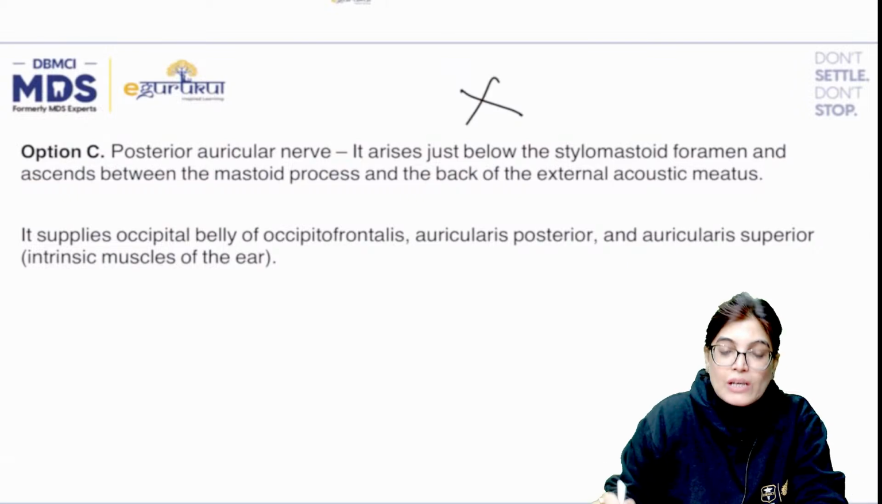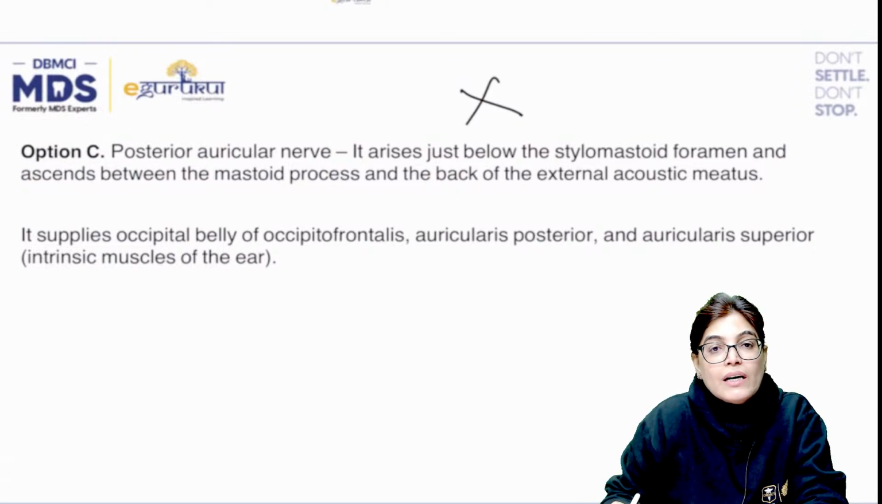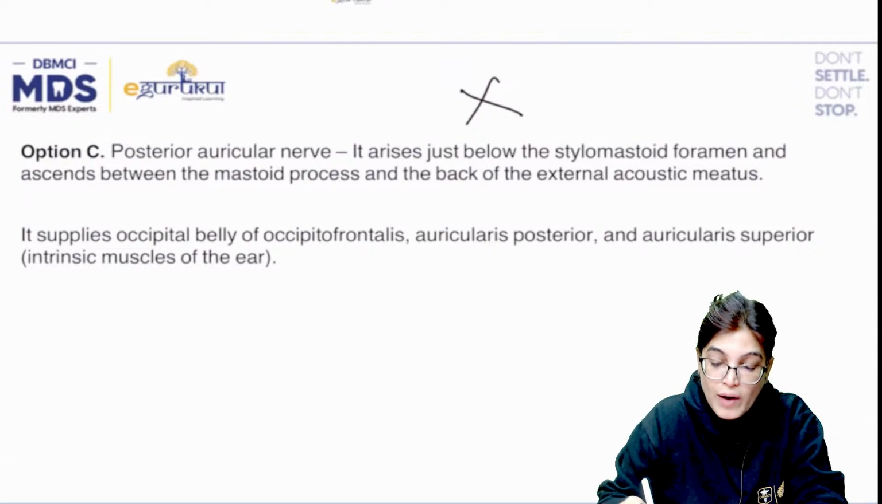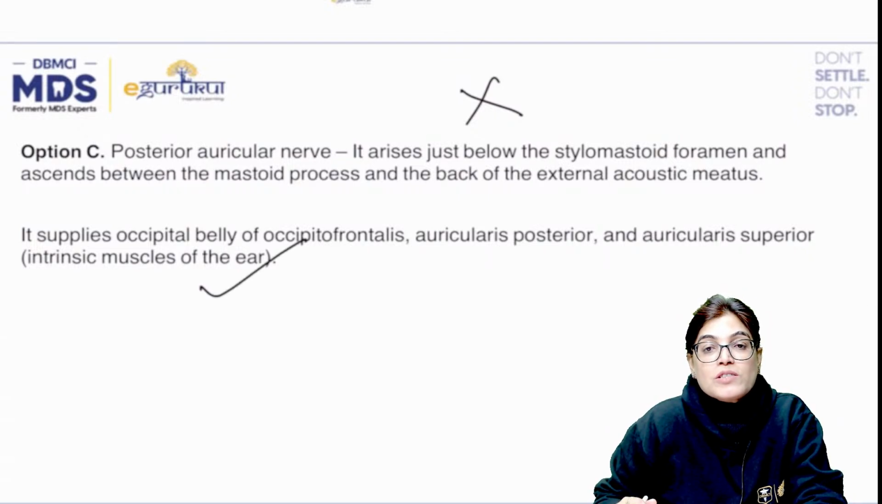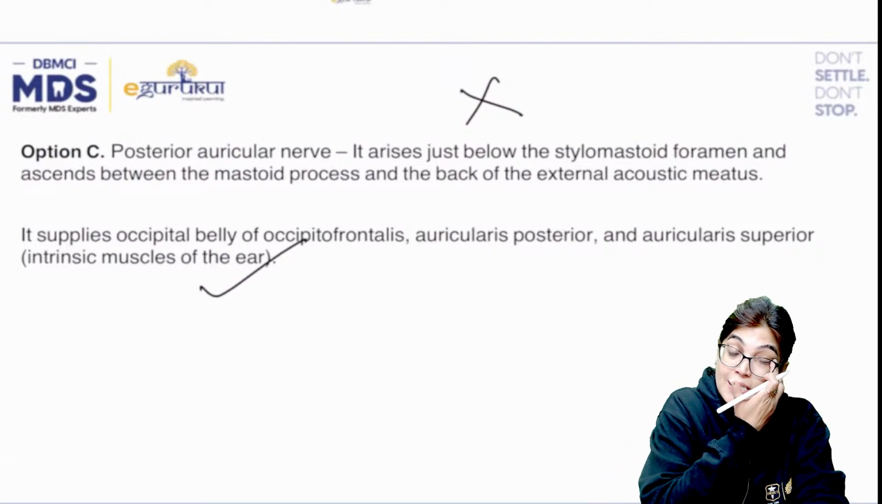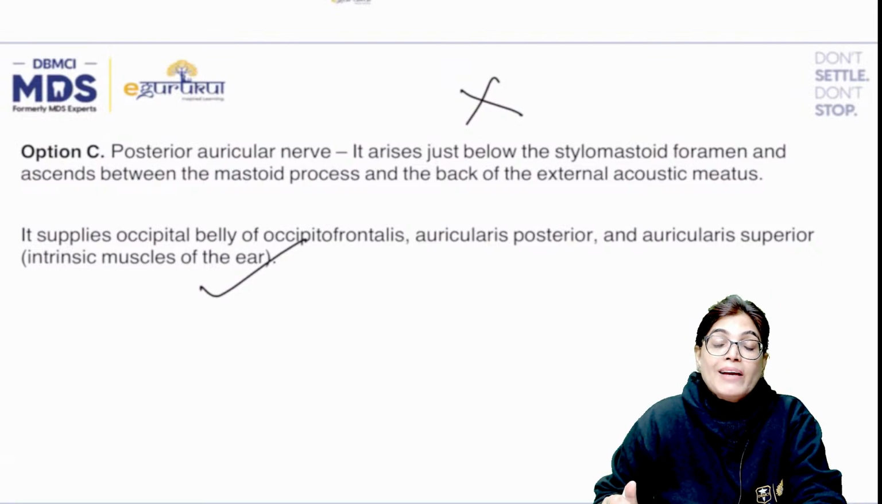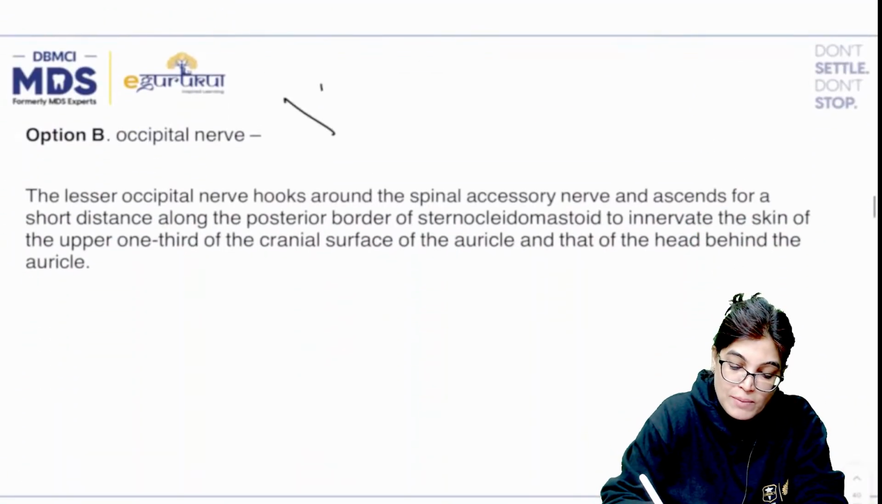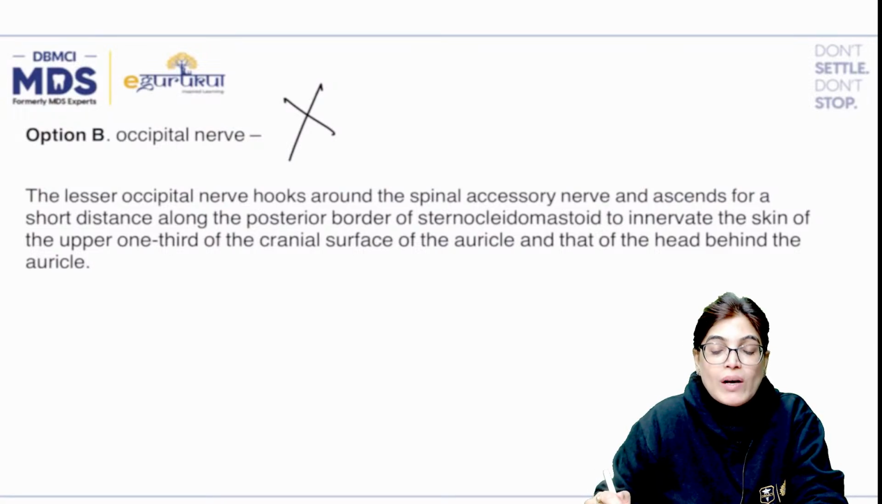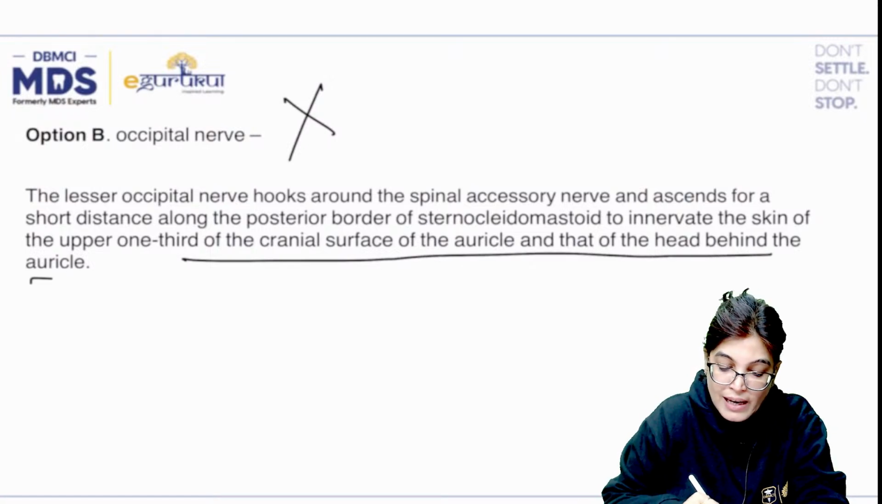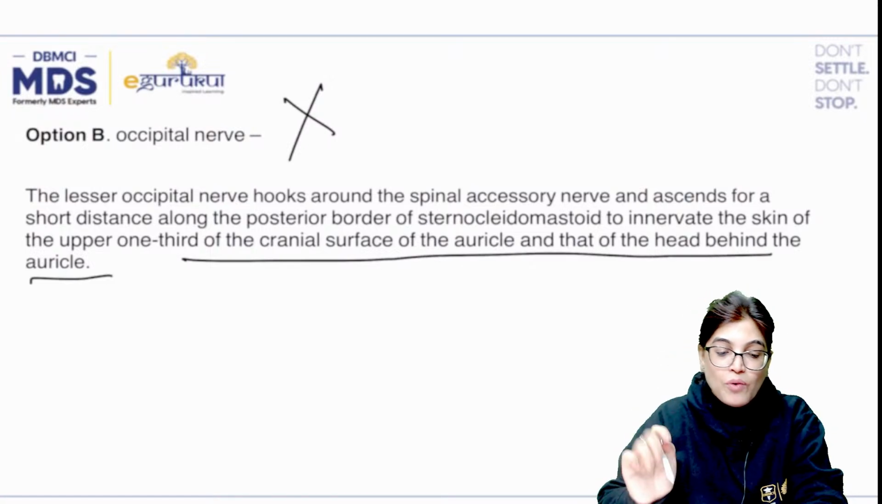Posterior auricular nerve is the wrong answer here, because it is actually not supplying innervation in this area. It ascends between the mastoid and the back of the external acoustic meatus. It supplies the occipital belly of occipitofrontalis, giving motor supply to the following structures: the occipital belly of occipitofrontalis muscle, auricularis posterior, and auricularis superior muscle. It hooks around and is innervating the upper one-third of the cranial surface of the auricle. So it is mainly giving innervation to the back of the auricle.